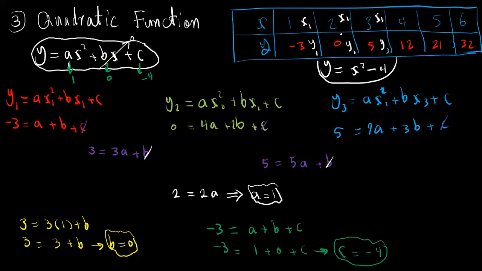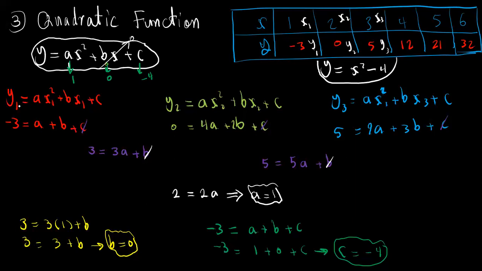If you want to check your answer, replace x with 4. 4 power 2 is 16, 16 minus 4 is 12. Replace x with 5: 25 minus 4 will be 21. Replace x with 6: 6 power 2 is 36, 36 minus 4 is 32. Replace x with 2: 2 power 2 is 4, 4 minus 4 is 0. So this equation for this table is a quadratic one.